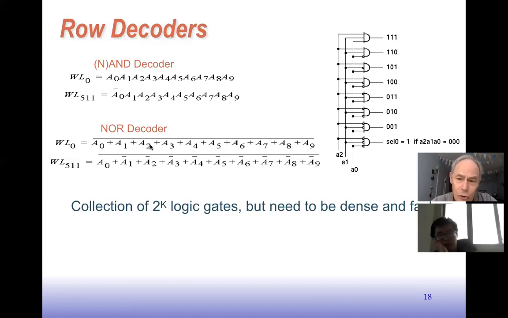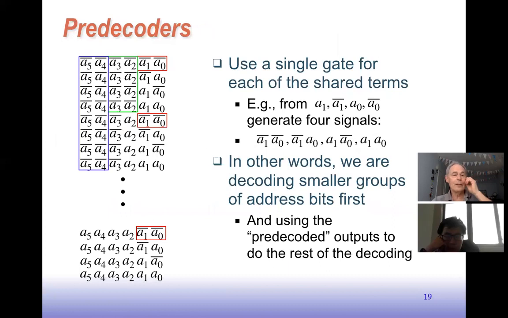And by the way, we can use NOR decoders as well by using De Morgan's law. We can just invert this function and assume that we have an inverter after the NOR gate, right? And so then we could use NORs instead of NANDs. So this is effectively a collection of 2 to the k logic gates, where k is the number of address bits going into the decoder. But we need it to be dense and fast, so we use some tricks to make it dense and fast. So the usual technique is to use pre-decoders.